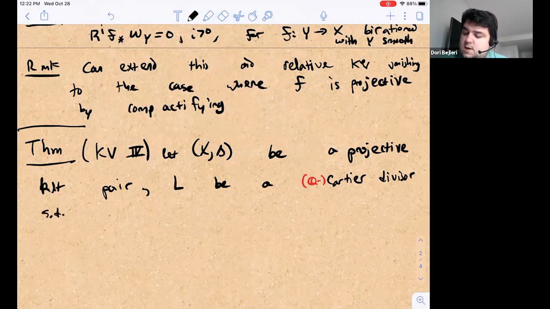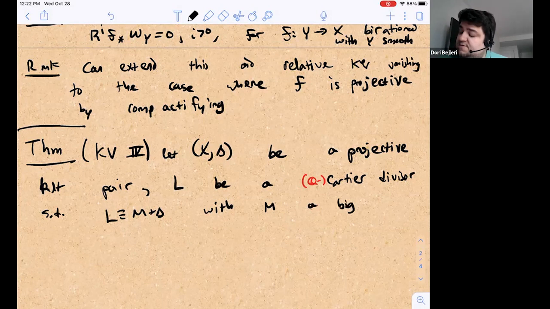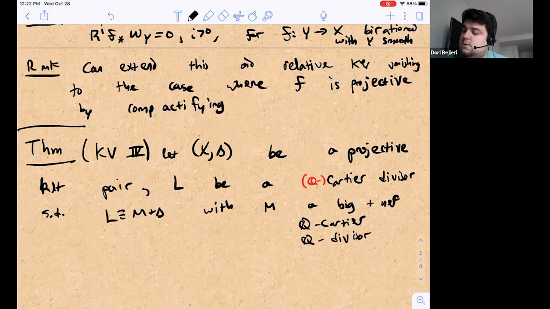Such that L is equivalent to M plus delta, with M a big enough Q-Cartier Q-divisor. I should point out here that we can actually weaken this a bit to only assume that L is Q-Cartier, we still want L to be an integral divisor. Otherwise, you have to clear denominators.